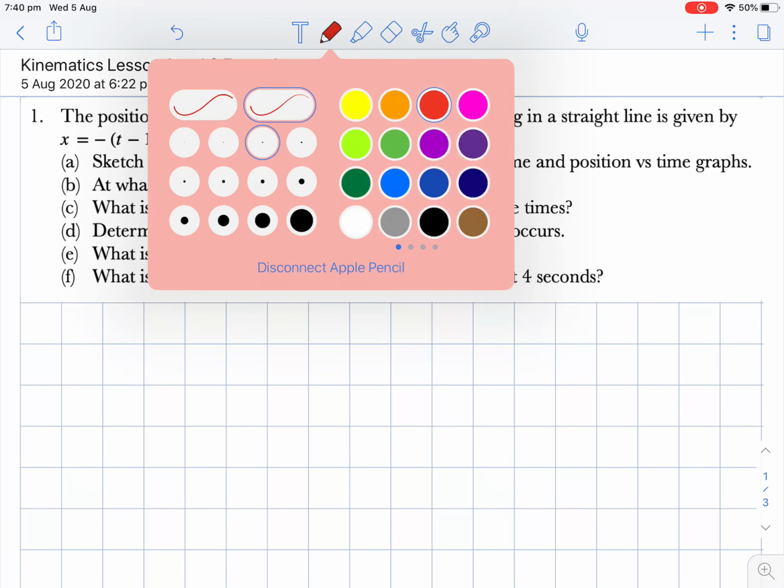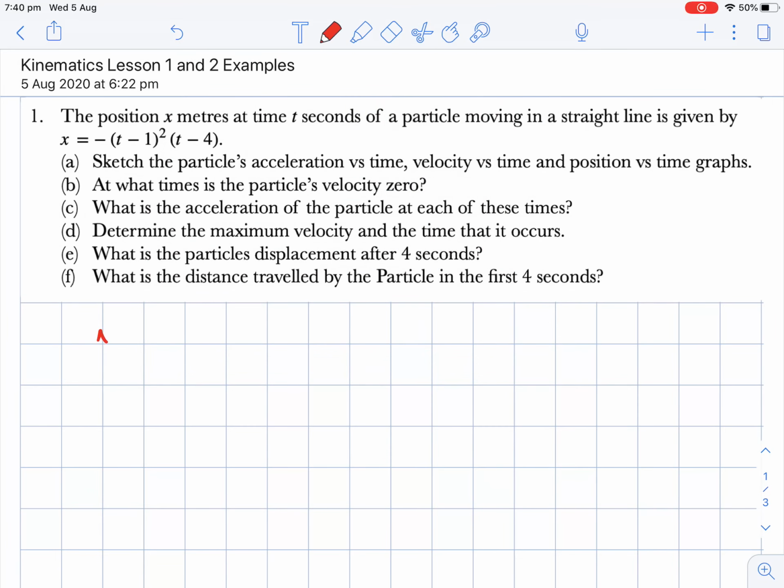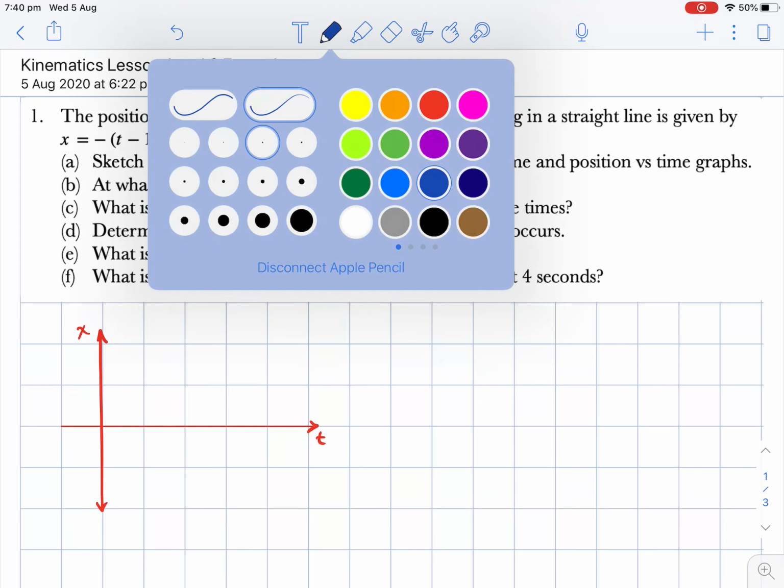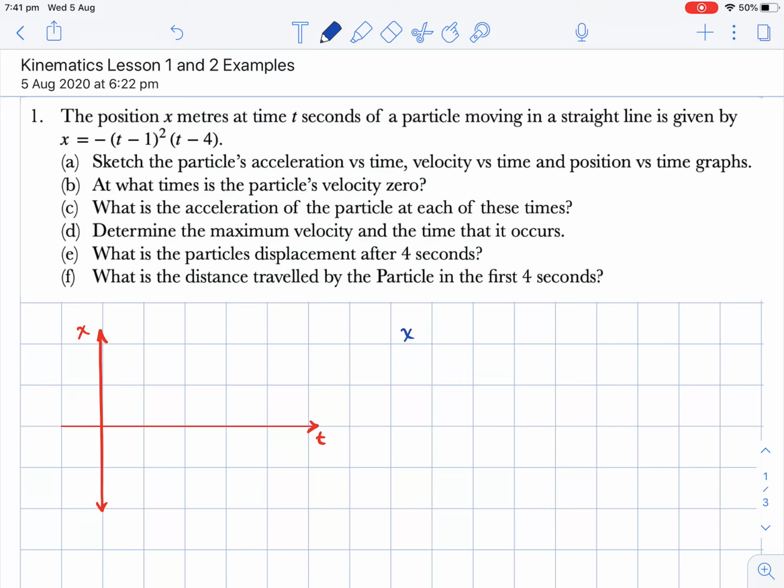So to do this, let's start with the position versus time graph. Time can't be negative, so I only need the positive t-axis, and the x value, or the position, is on the vertical axis. The first thing I'm going to do is find the x-axis intercept. Now, a bit confusing, the x-axis here is actually our vertical axis, so I need to substitute in t equals 0.